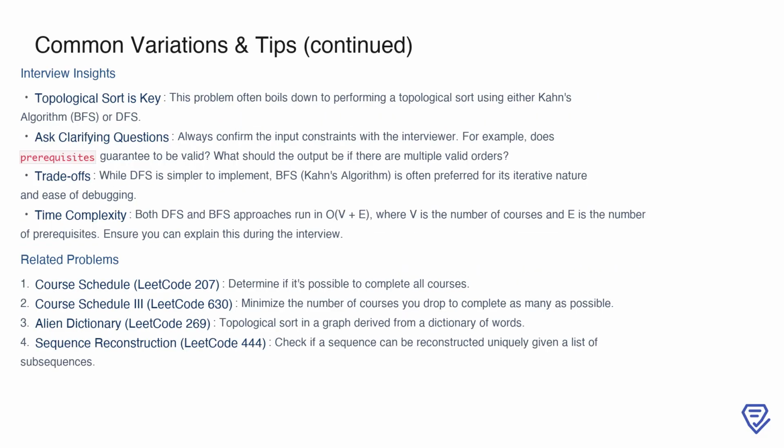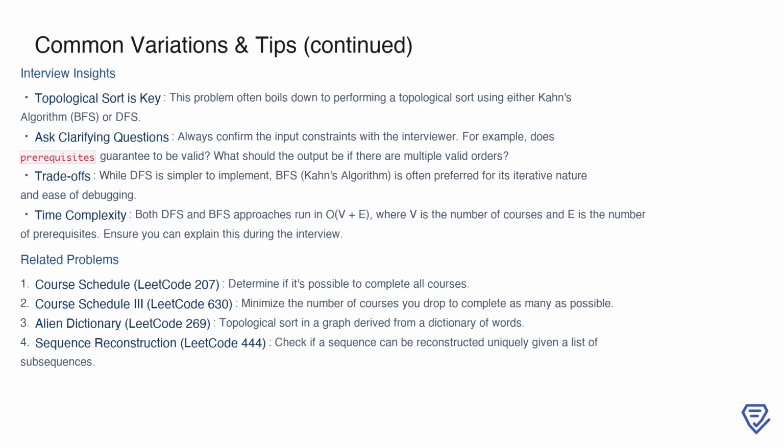Now, let's focus on some key insights to keep in mind during interviews. At its core, this problem revolves around topological sorting, which can be implemented using either Kahn's algorithm with BFS or a DFS-based approach. It's important to ask clarifying questions to the interviewer. For example, you might want to confirm if the prerequisites are guaranteed to form a valid graph or how to handle cases with multiple valid course orders.